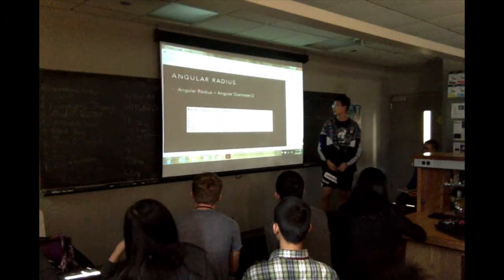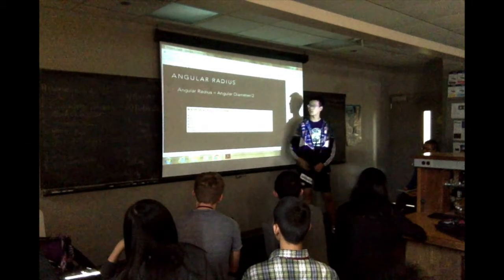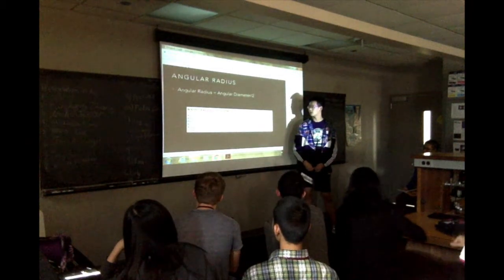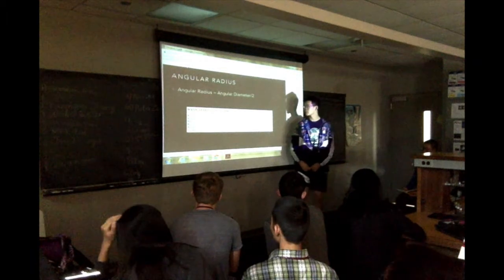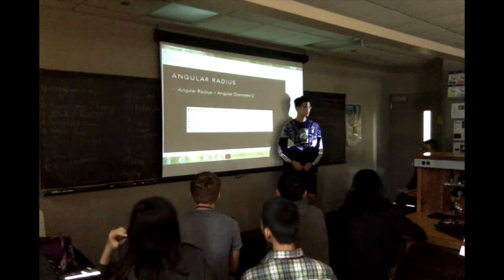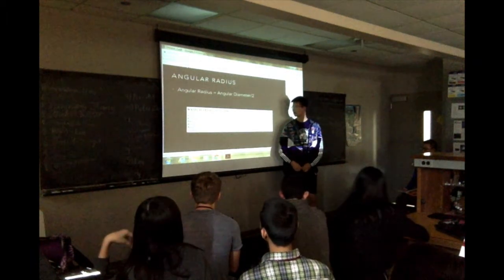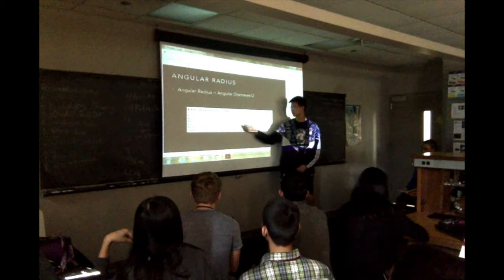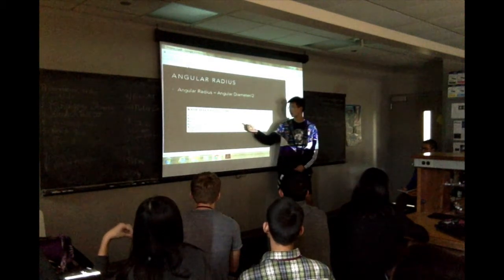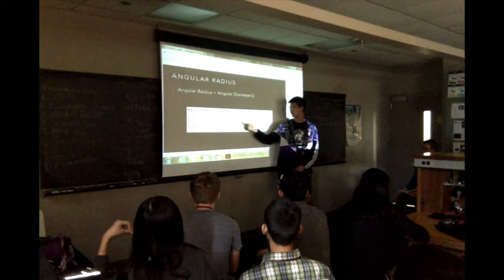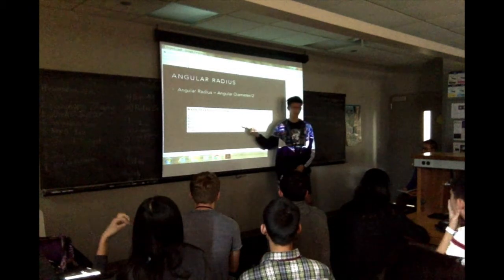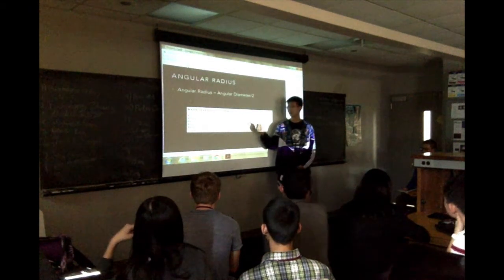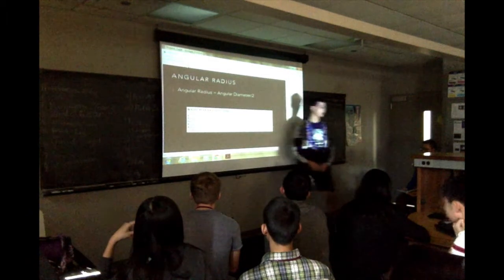And the second one is the tangent theta, the angular radius of the galaxy. Since we have assumed that the galaxy is a circle, I simply take an average of the major diameter and the minor diameter and divide the value by 2 to have the angular radius. Next.